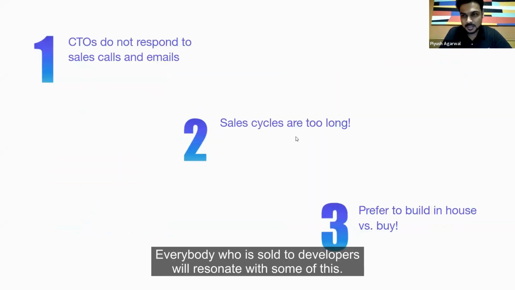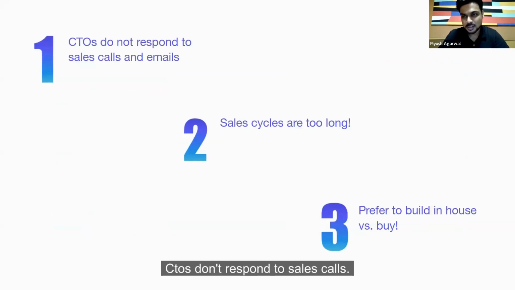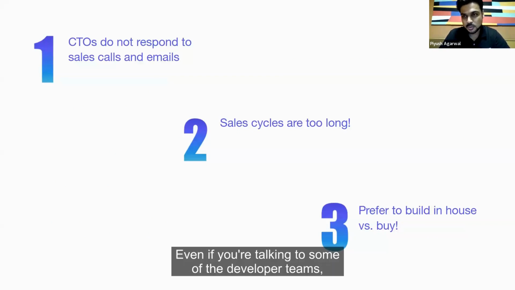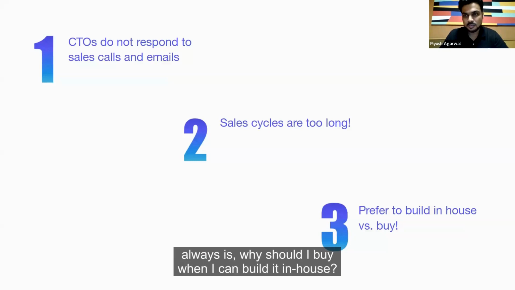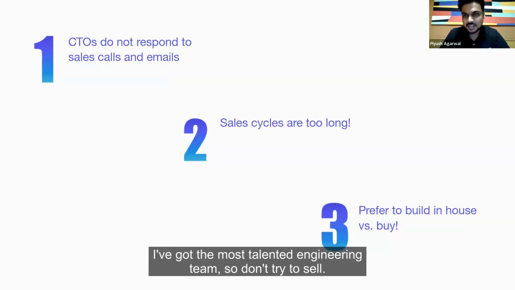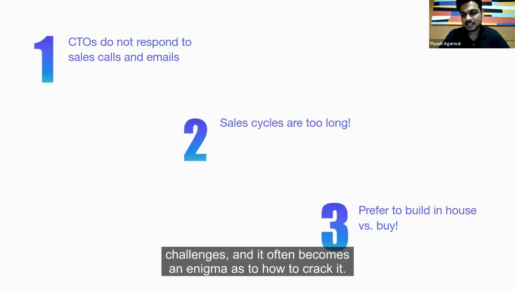Everybody who has sold to developers will resonate with some of this, right? CTOs don't respond to sales calls, emails don't get a response. Even if you're talking to some of the developer teams, some sales cycles are very short, some are very long, some deals close really fast, some linger on for months or even years. And one of the most common objections always is, why should I buy when I can build it in-house? I've got the most talented engineering team, so don't try to sell, right? So these are some of the most common challenges, and it often becomes like an enigma as to how to crack it.